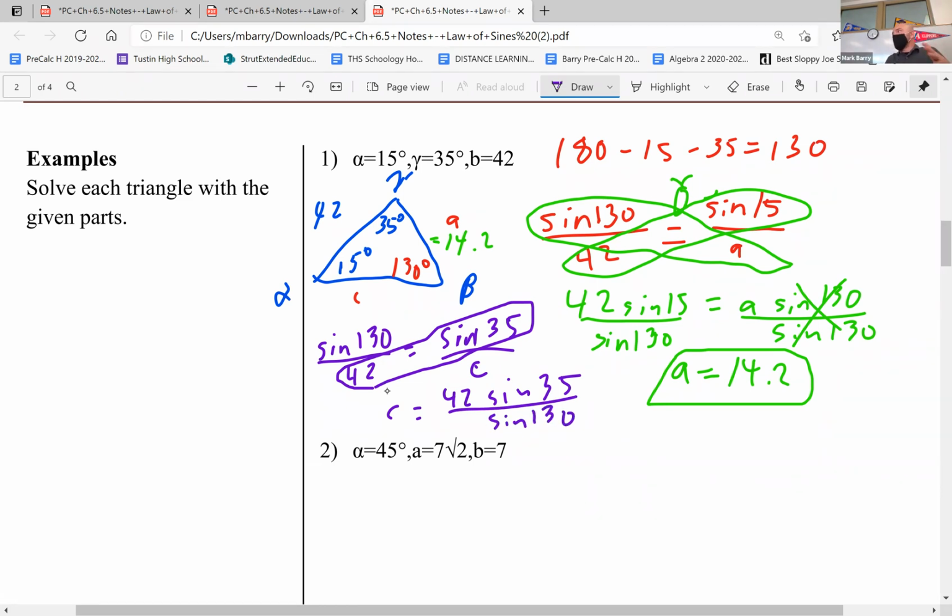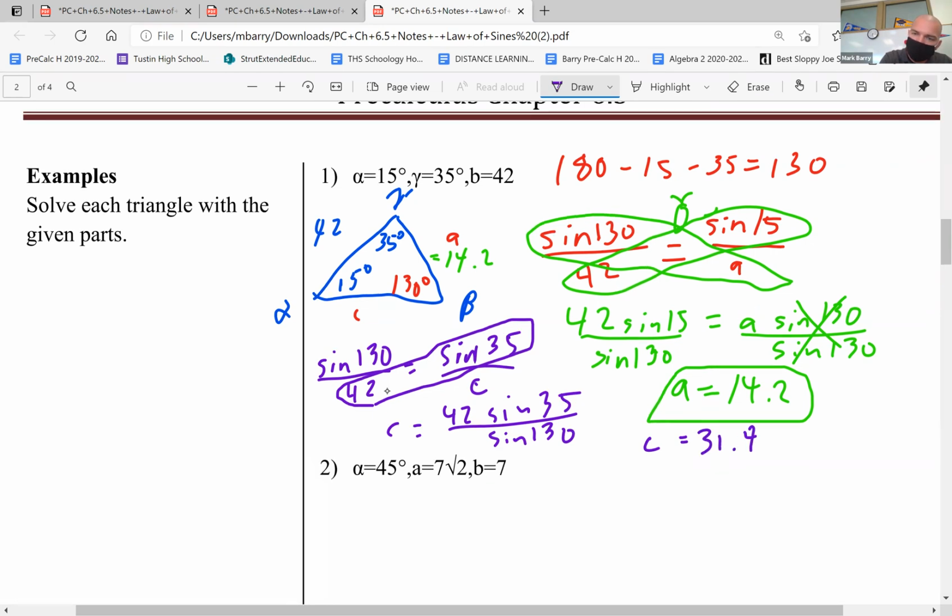If you don't like that and you want to do your full cross multiplication and then divide the sine 130 over, then please feel free to do that. But I know most people like shortcuts, so I wanted to show you that one, okay? Okay, so 42 sine 35 divided by sine 130. Now we're just typing in the calculator. And so I get that side C equals 31.4, let's call it.